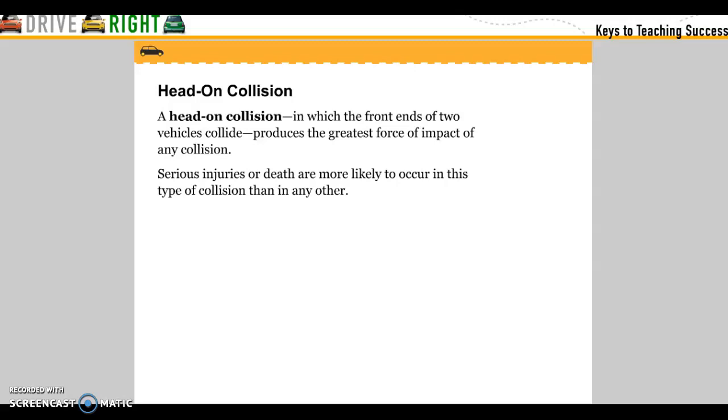Head-on collisions. A head-on collision, in which the front ends of two vehicles collide, produces the greatest force of impact of any collision. Serious injury or death is more likely to occur in this type of collision than in any other.